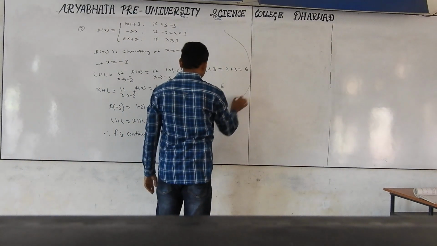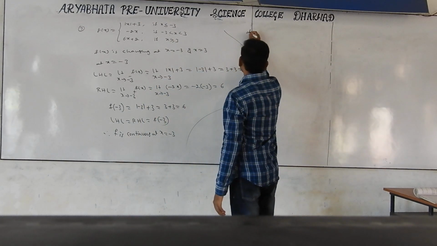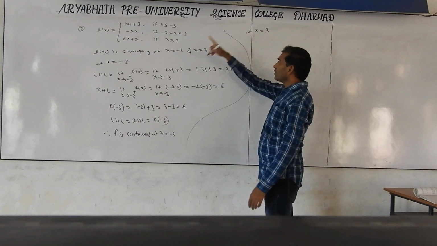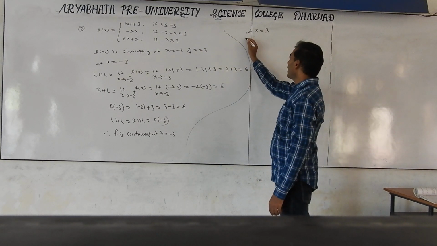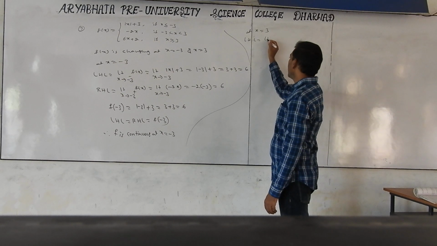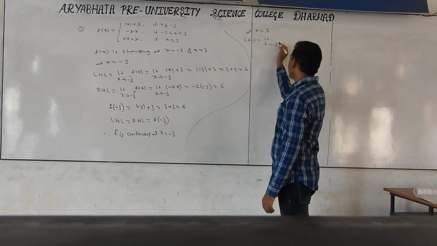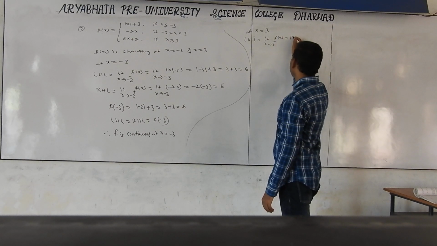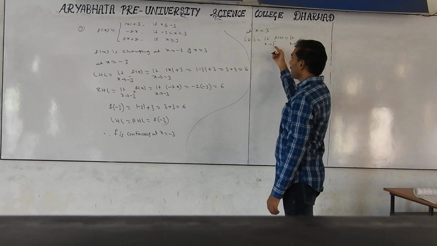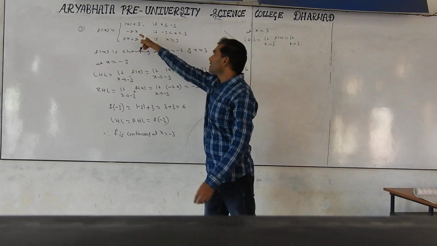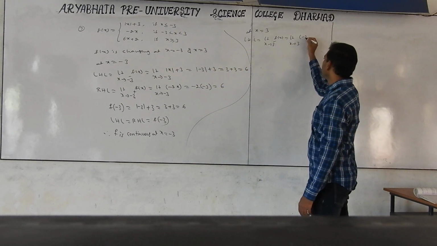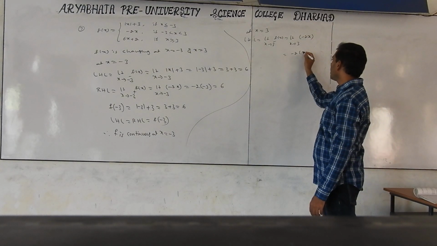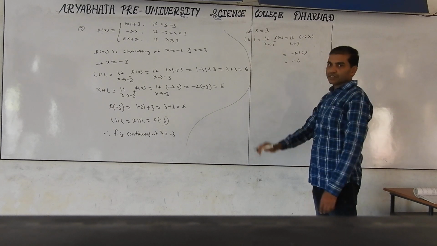Next, the second case, at x equal to 3. At this point also the function is changing, so we should find the left limit and right limit. Limit of x tends to 3 minus of f of x. The meaning of 3 minus is below 3. Below 3 is minus 2x. Put x equal to 3 here: minus 2 into 3 equals minus 6.